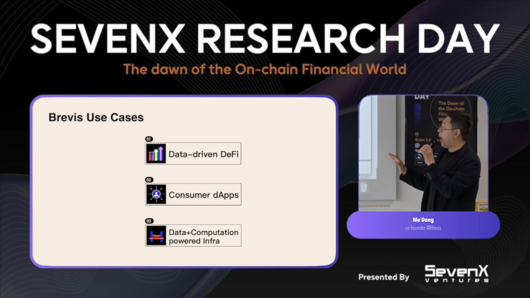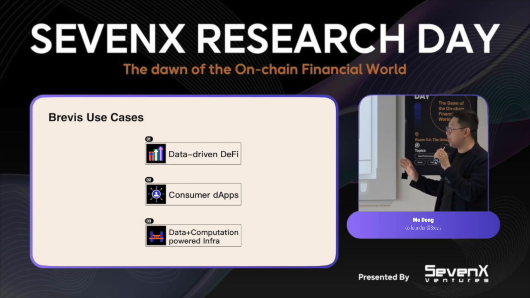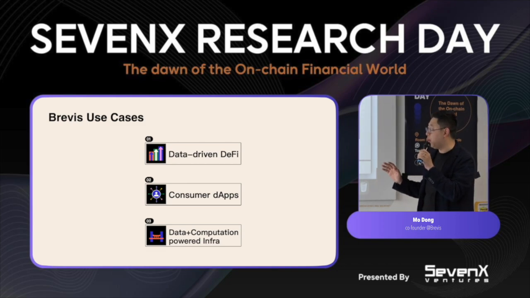And Brevis is super high performance. Proving the trading volume of a user across millions of transactions in Uniswap only costs you about $1.